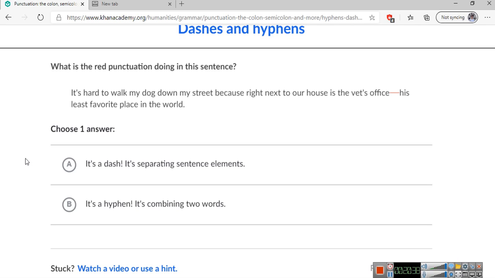What is the red punctuation doing in this sentence? It's hard to walk my dog down my street because right next to our house is the vet's office, his least favorite place in the world. Choose one answer. A. It's a dash. It's separating sentence elements. B. It's a hyphen. It's combining two words.